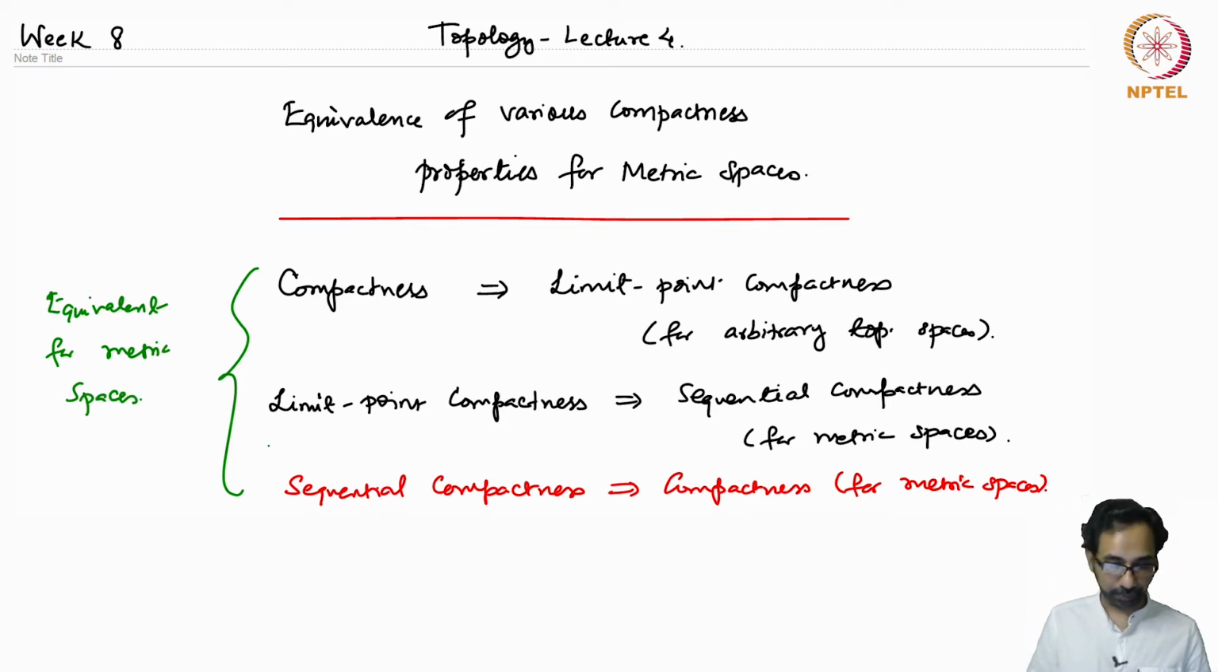And so for this lecture, we will try to show that sequential compactness implies compactness for metric spaces. So we shall begin with a counterpart for the Lebesgue number lemma that we proved for compact spaces, and we will show that if a topological space is sequentially compact, then it has the Lebesgue number property. So let us start with that property.